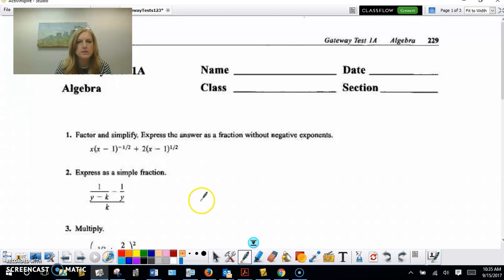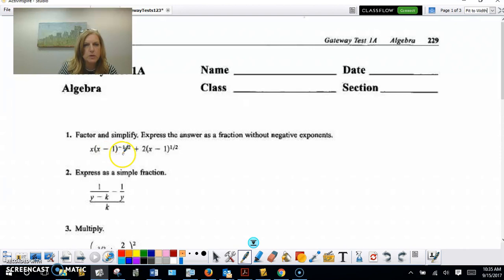So we're going to take a look at some common algebra skills that you need to have for AB Calc. Here in number one, we have factor and simplify. What you have to remember is that you're looking for the greatest common factor, which would be any factors that are repeated in the terms raised to the smallest power.